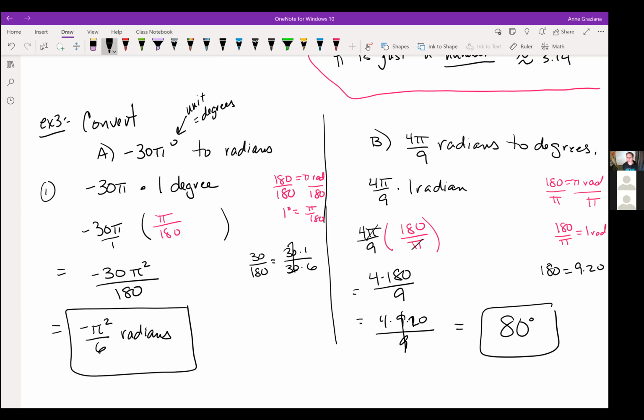Notice that in the first one, pi does not cancel. It's pi times pi, that's pi squared. You have to have that. And then in the second one, because it's in the top and bottom, we get a form of 1, and it does simplify out. Okay? You guys feel okay with this?